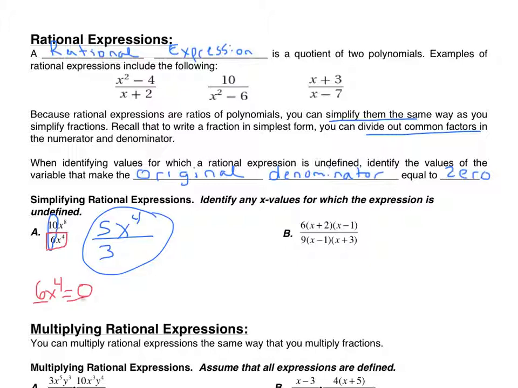So I would divide by 6, and I get x to the 4th equals 0. x has to be 0 in order to make that 0, so x cannot be 0 for 5x to the 4th over 3 to be the simplified expression. In letter B, we have 6 over 9. We can simplify that to 2 over 3.